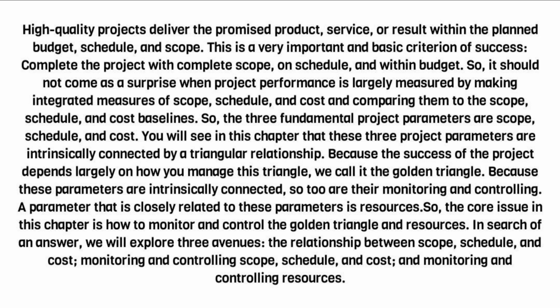So, the three fundamental project parameters are scope, schedule, and cost. You will see in this chapter that these three project parameters are intrinsically connected by a triangular relationship. Because the success of the project depends largely on how you manage this triangle, we call it the golden triangle. Because these parameters are intrinsically connected, so too are their monitoring and controlling. A parameter that is closely related to these parameters is resources. So, the core issue in this chapter is how to monitor and control the golden triangle and resources.